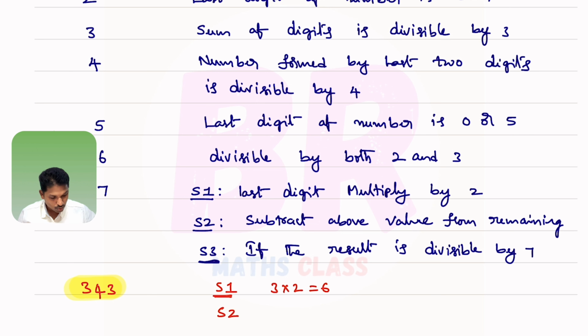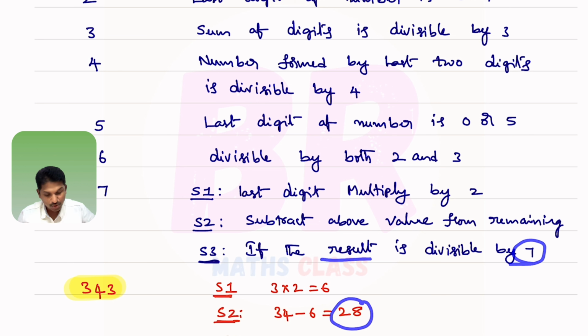Okay. Step 2. What is step 2? Subtract that value from the remaining part. In 343, the remaining part is 34, right? 34 minus 6 is what? 28. Step 3 is whether the result is divisible by 7 or not. Here the result is 28.